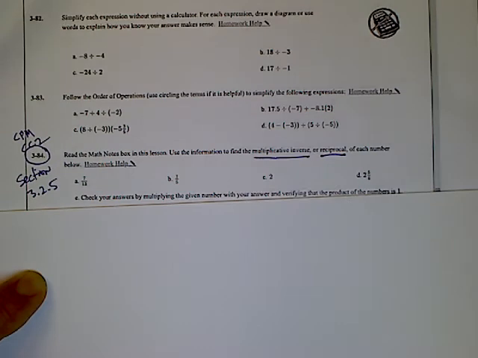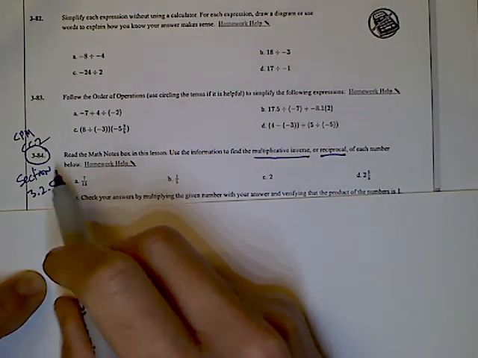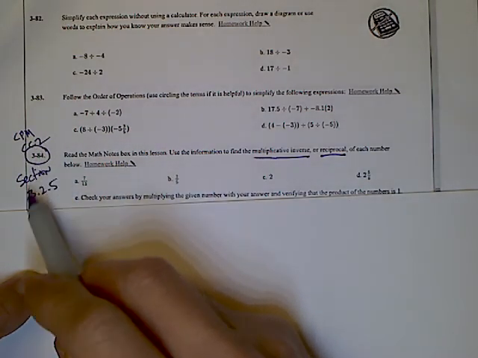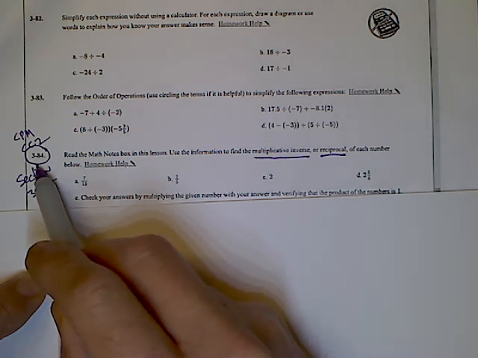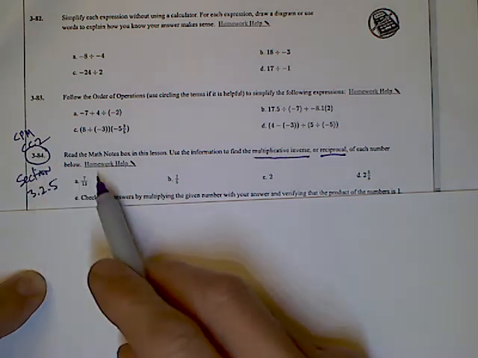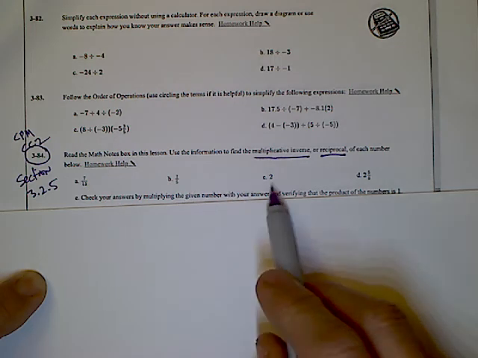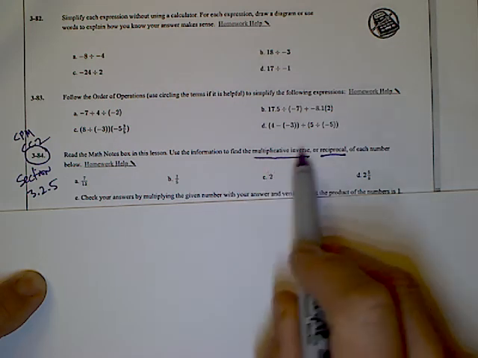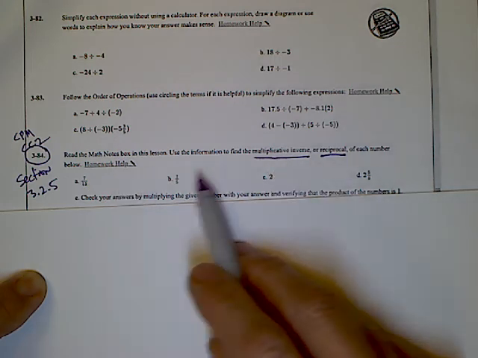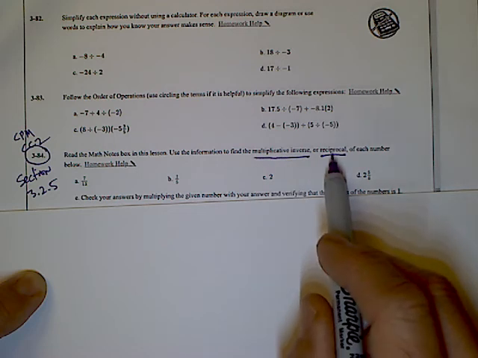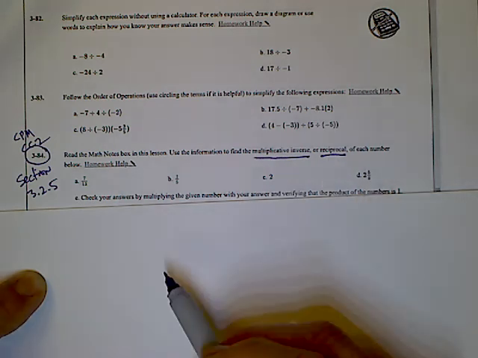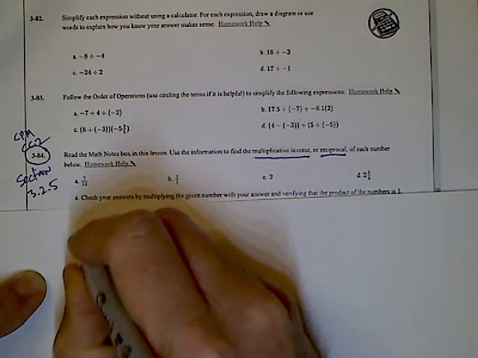Hi there, Mr. Dell, with you to look at CPM CC2, section 3.2.5, number 3-84, specifically looking at problems that are dealing with multiplicative inverse or reciprocal. So they want us to find that multiplicative inverse, or we can also call it the reciprocal, of each of these numbers below. So I'm going to rewrite the numbers so we can see it clearly.